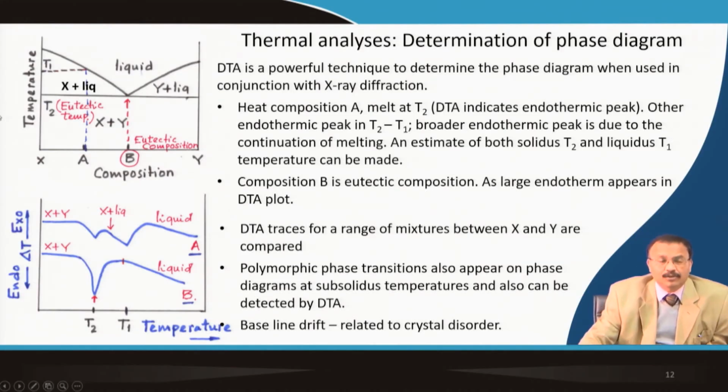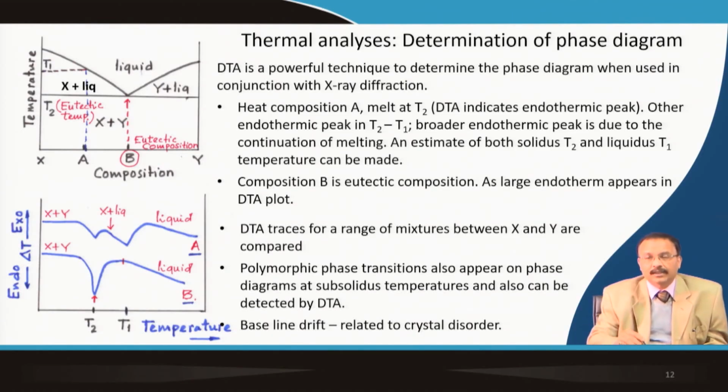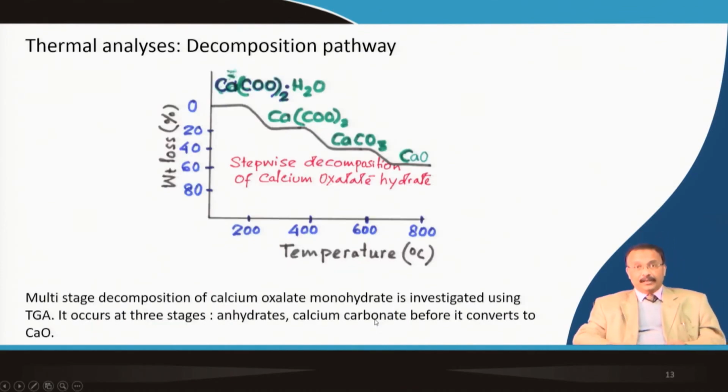Now, the baseline is not always very straight. Sometimes the baseline is also sloping. If it is a sloped baseline, it is basically related to the crystal disorder. And in modern DTA and TGA analyzers, in the software you can change the slope, you can cancel the slope. The decomposition pathway of a particular material also can be identified, for example, by a TGA analysis.